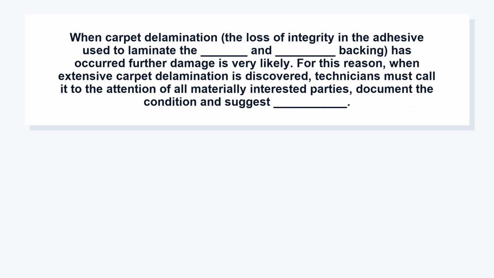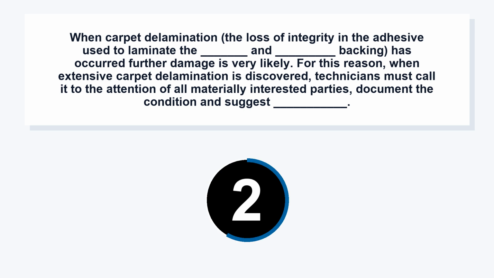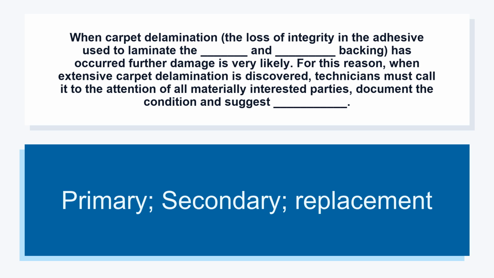Carpet delamination, the loss of integrity in the adhesive used to laminate the primary and secondary backing, has occurred. Further damage is very likely. For this reason, when extensive carpet delamination is discovered, technicians must call it to the attention of all materially interested parties, document the condition and suggest replacement.